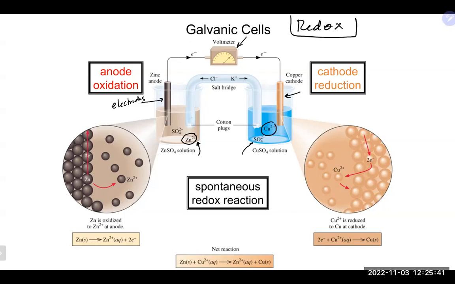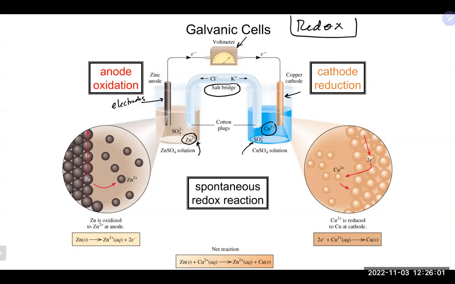And they're also connected by what is referred to as a salt bridge. So a salt bridge basically connects both sides of a galvanic cell, and it's usually filled with some type of electrolyte solution like potassium chloride, sodium chloride, something like that. You put the plugs in there so it doesn't fall out, basically.